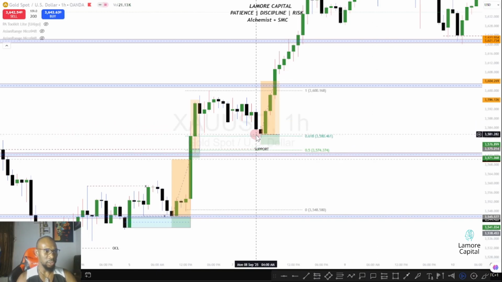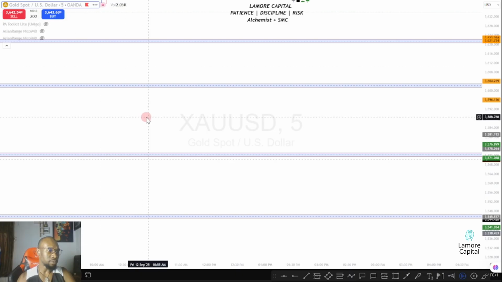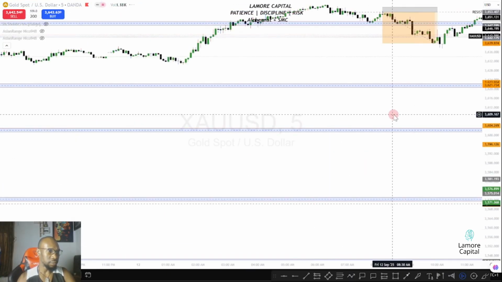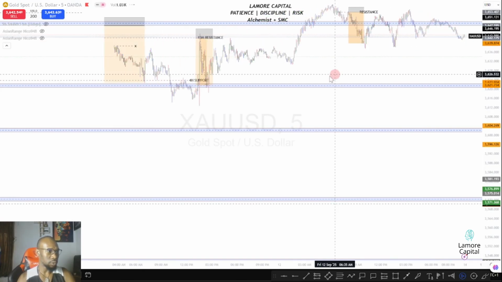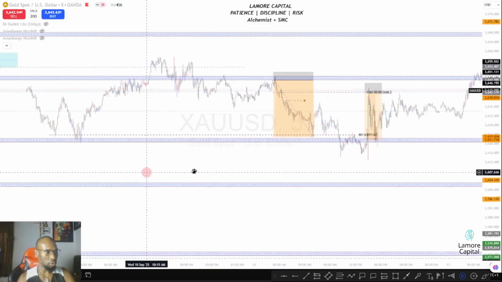After I saw this particular level, I went back to the 5 minutes time frame to look at how the trade was going to be set up.